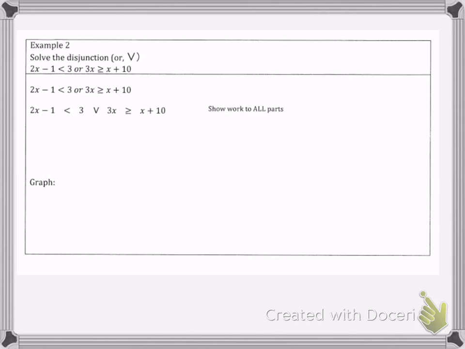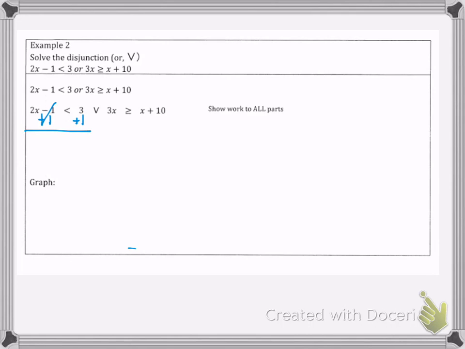So we're going to take a look at solving 2x minus 1 less than 3, or 3x is greater than or equal to x plus 10. So the first thing I want to do is notice that these are two different inequalities, two different steps of work here. So to solve this one on the left, I'm going to add 1 to both sides.